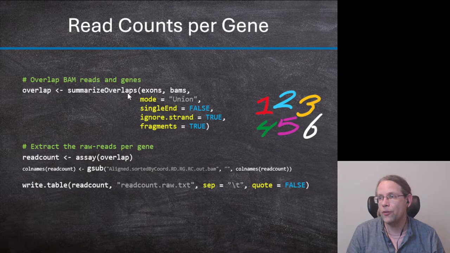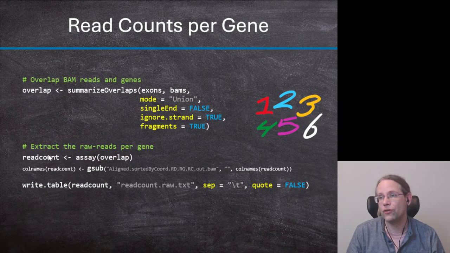So the summarized overlap will just go through the BAM files, 100,000 lines per step. It will then count up all of the reads that are mapping into the exons, and then I will get an overlap file. And from the overlap file, I'm just going to extract the raw read table. So I'm just going to say assay overlap, and this will give me a table with read counts.